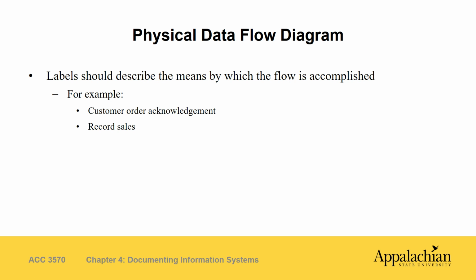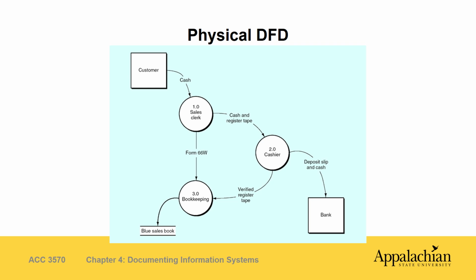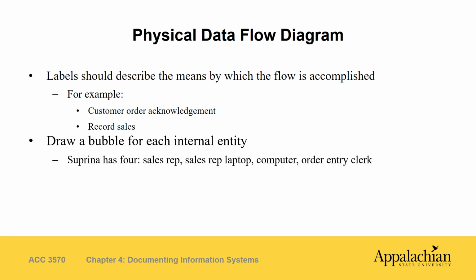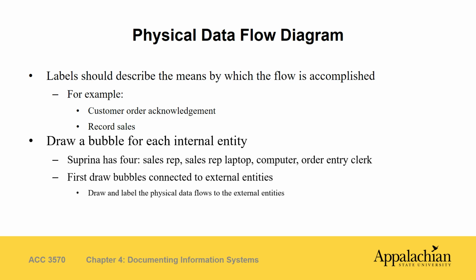In a physical data flow diagram, the labels should describe the means by which the flow is accomplished. Going back, cash register tape, deposit slip, verified register tape, those labels describe the means by which the flow is accomplished. So I've got here customer order, acknowledgement, record sales. Draw a bubble for each internal entity. We did that. Then first draw bubbles connected to external entities, and then move inward.